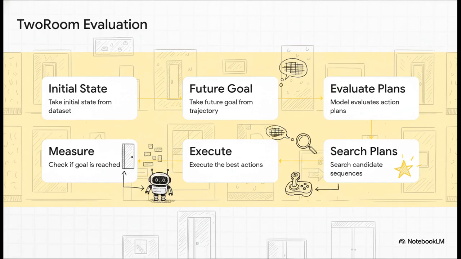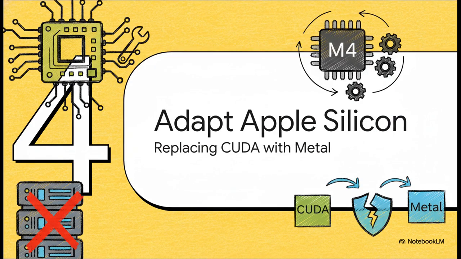The absolutely crucial point here is that real success means the agent physically gets to the target. It is not enough that the model just loaded into memory without crashing. It actually has to solve the maze. Section 4, Adapting for Apple Silicon. We're replacing CUDA with Metal.